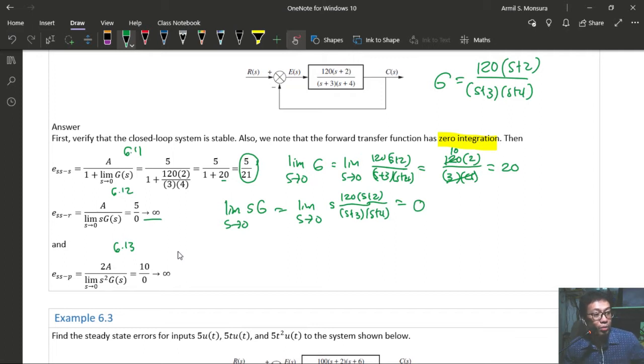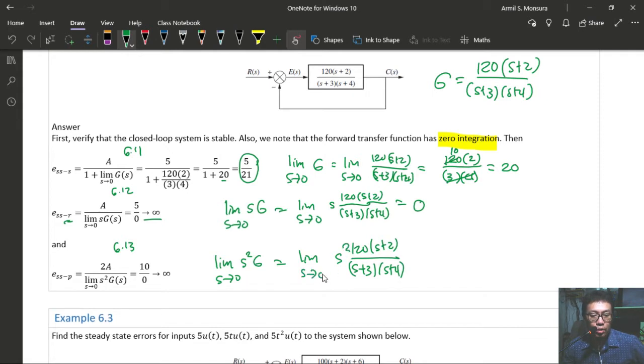So that confirms yung diniscuss natin kanina that kapag wala kayong integration factor for a ramp input, magiging infinite yung error. Okay? And finally, para dito, compute natin yung denominator which is s squared g as s approaches 0. So that should become the limit of s squared times 120 times s plus 2 over s plus 3 times s plus 4, as s approaches 0.